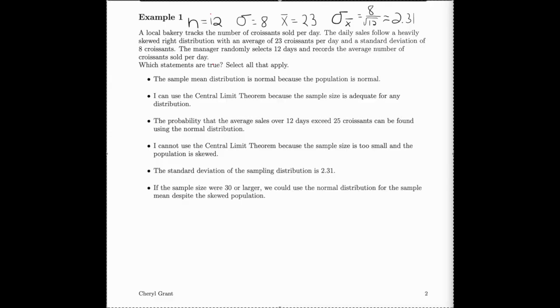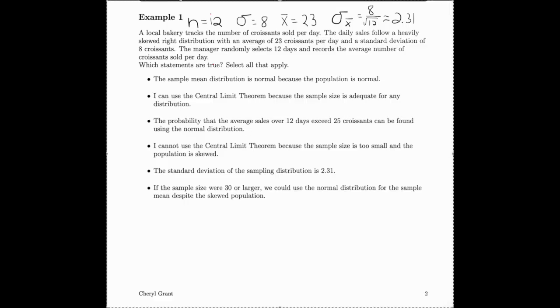All right, let's take a look at example 1. Example 1 states that a local bakery tracks the number of croissants sold per day. The daily sales follows a heavily skewed right distribution with an average of 23 croissants per day and a standard deviation of 8 croissants. So I want to point out that this is important, I'm going to underline it here.